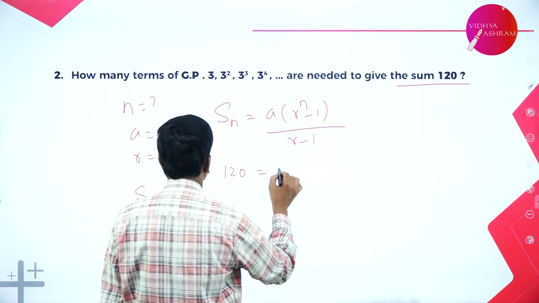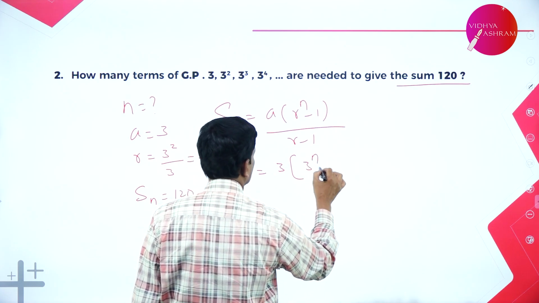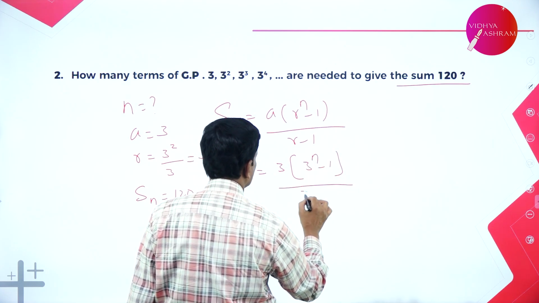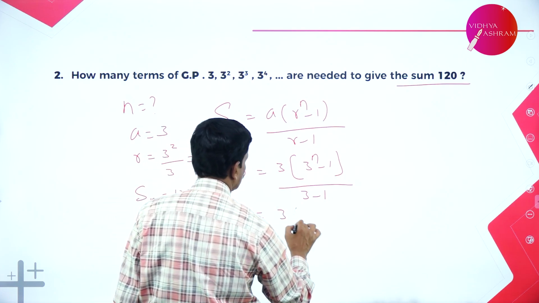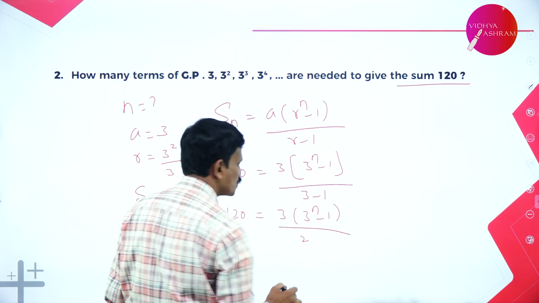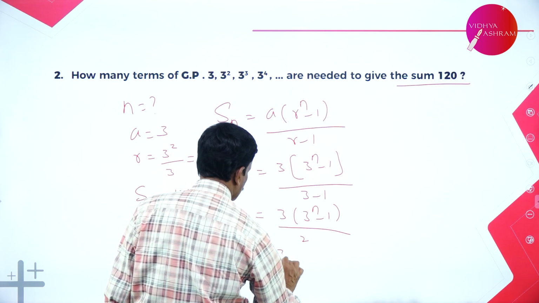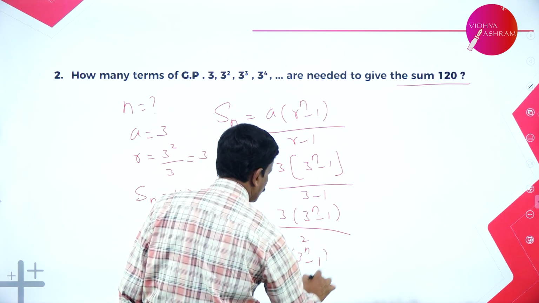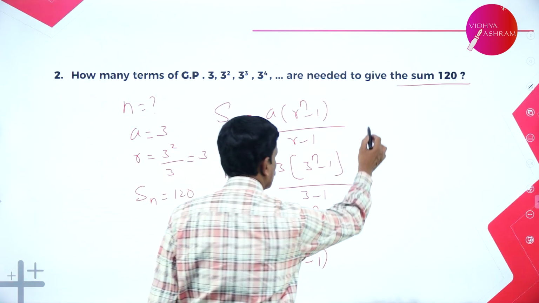120 is equal to a, first term is 3, into r, which is 3, to the power of n minus 1, divided by 3 minus 1. So 120 is equal to 3 into 3 to the power of n minus 1 divided by 3 minus 1, which is 2. Now cross multiply it. 120 into 2 is equal to 3 into 3 to the power of n minus 1.